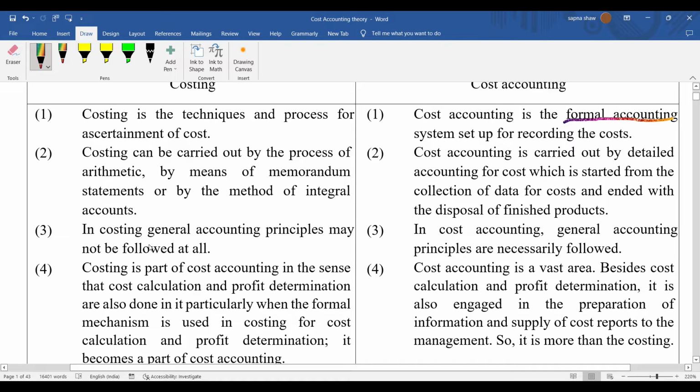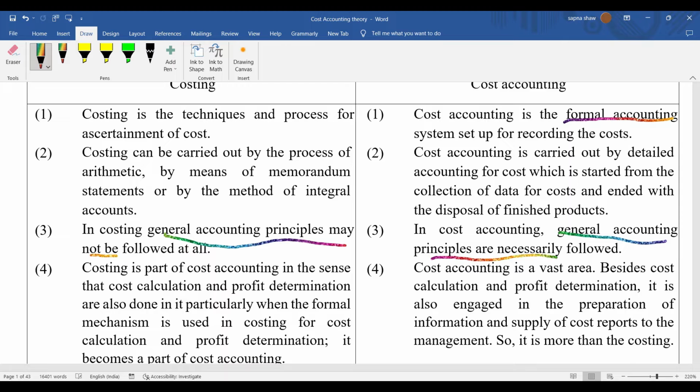Next, in costing the general accounting principles are not followed. Why? Since it is an informal way of ascertaining the cost, why would they follow any accounting principle? But in cost accounting, yes, general accounting principles are mandatory. It is necessary.